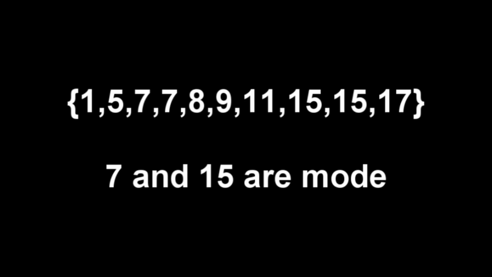There are also instances where the dataset has more than one mode. For example, in this dataset, the number 7 is repeated twice and so is the number 15. That means they are tied for the title of mode. This set has two modes, 7 and 15.